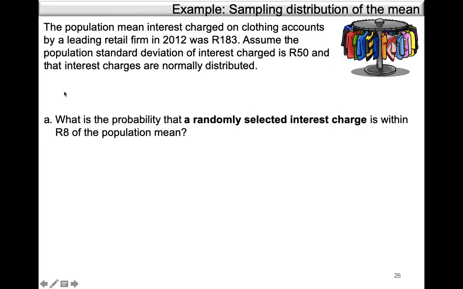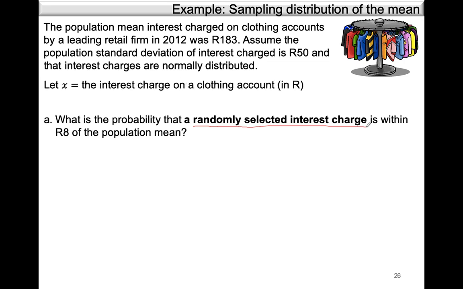So in question A, what is the probability that a randomly selected interest charge is within 8 rand of the population mean? In this case, since the question makes reference to a randomly selected interest charge, we're going to define our random variable, and we're going to use x, which is equal to the interest charge on a clothing account in rands. So x is normally distributed with a mean of 183 rands and a variance of 50 squared, and this we get from the information that was given.